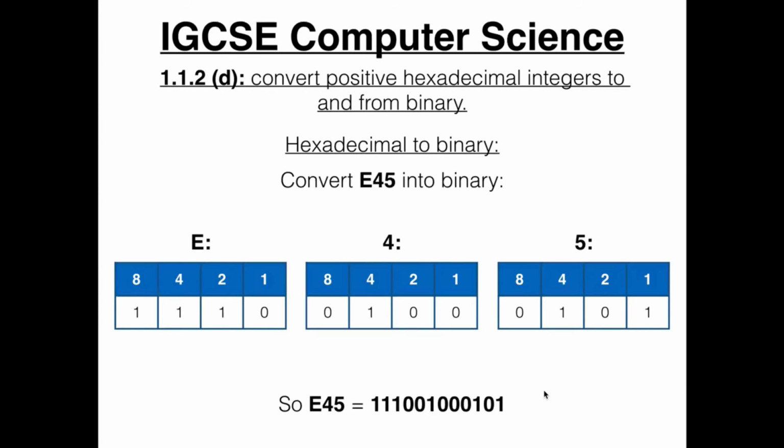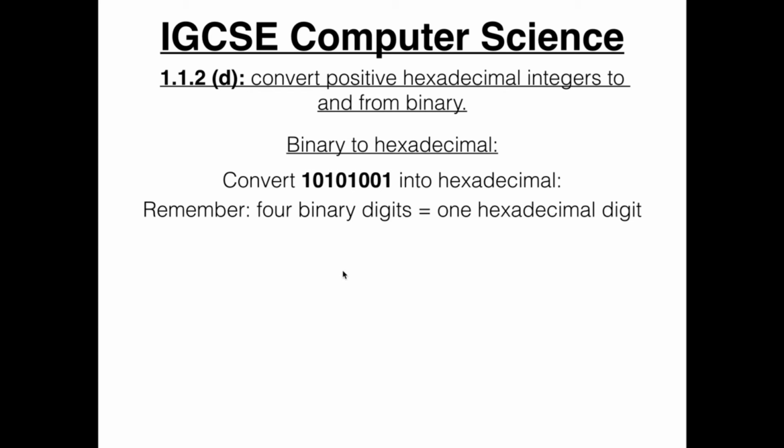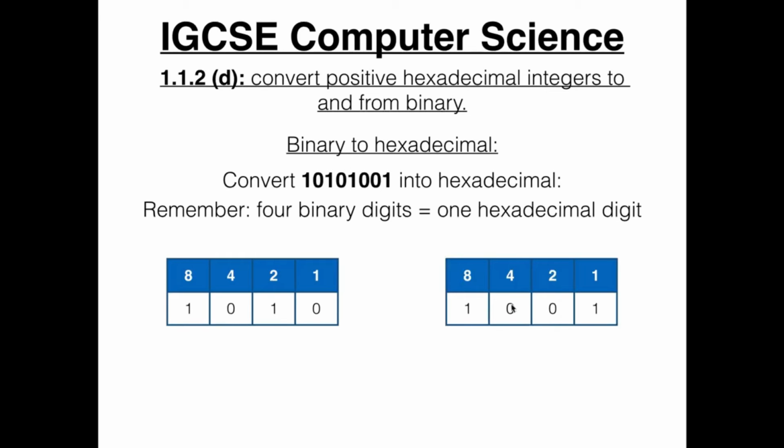If you don't, well. Anyway, let's try some binary to hexadecimal. So let's convert this value into hexadecimal. We can split it up into sections of 4 digits. And of course, remember that 4 digits is 1 hexadecimal digit. So we get 1010, we plug it in here. We get 1001, we plug it in here. We get 8 plus 2, which gives us 10. And of course, we convert it to A in hexadecimal. Then we have 8 plus 1, which gives us 9. Also 9 in hexadecimal. So our answer is A9.